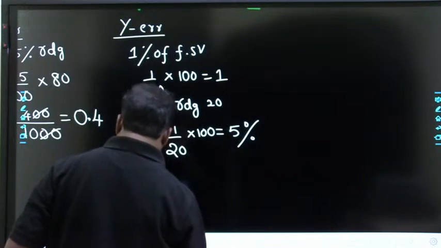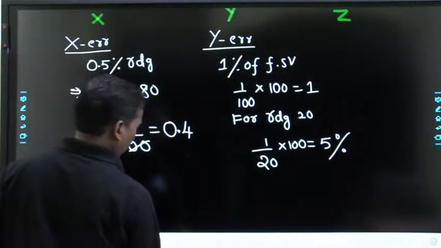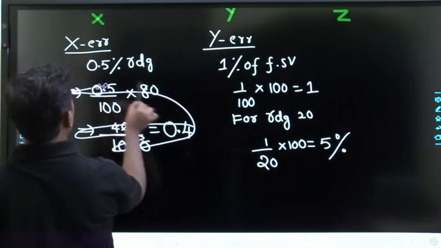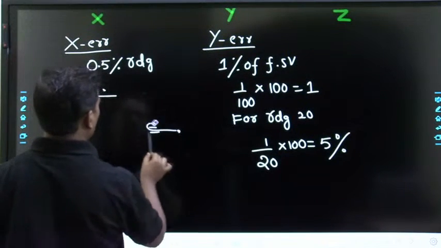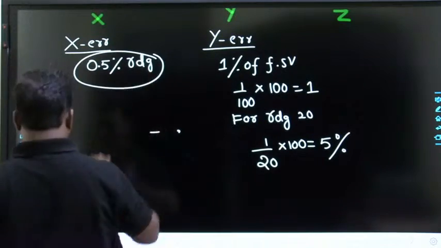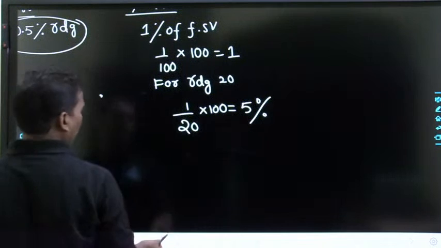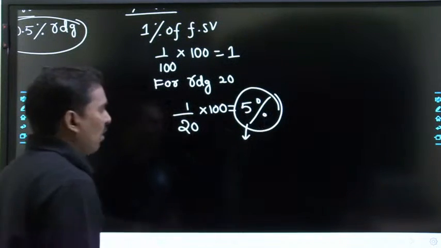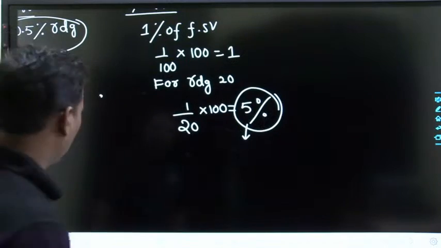So actually speaking, there is no need to calculate this. Why? Because 0.5% of reading is already given. So this is 0.5% of reading. Got it? Now for Y we got 5% of reading. Am I right? 5% of reading. Clear, all of you? Chalo.